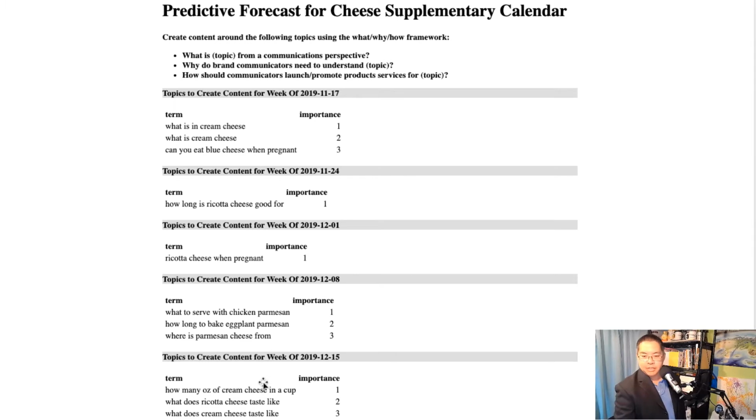The week of December 15th, how many ounces of cream cheese in a cup? What are people doing? Hey, they're making stuff for the holidays. Help people with content that addresses their needs. Meet them where they are.